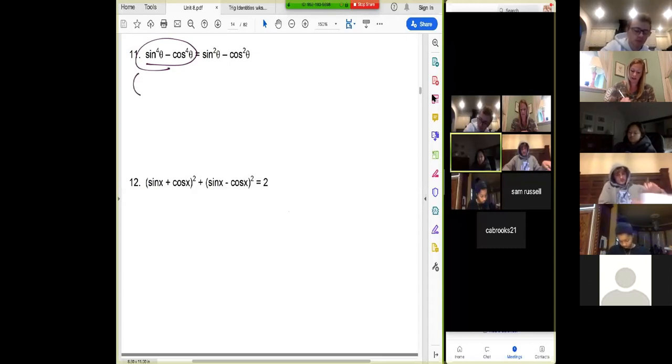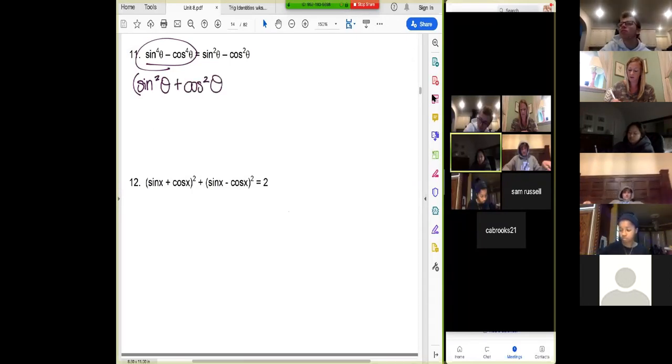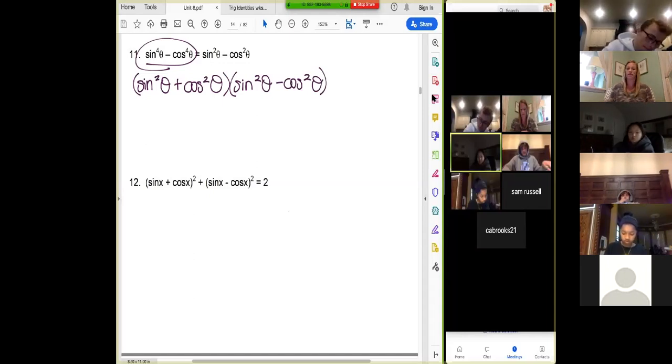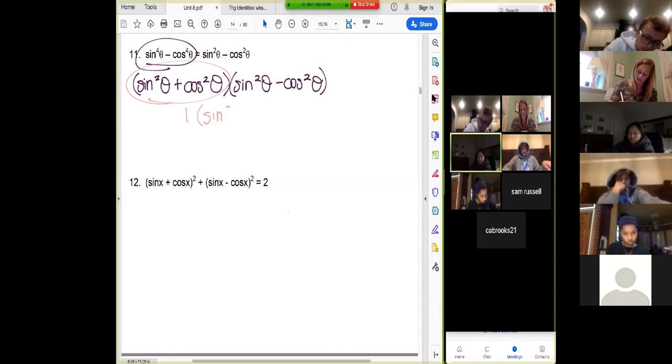Good. So if I factor that as a difference of squares, it would be sine squared plus cosine squared for one parentheses, and sine squared minus cosine squared for another, right? Since it's to the fourth power, that would just make those both squared. Then we hopefully should start to be recognizing this kind of thing right here. What is that the same as? 1, right? Yes. So if that's 1, that's essentially just 1 times sine squared minus cosine squared, which is just our right-hand side.